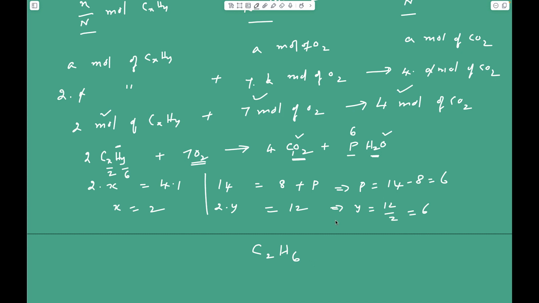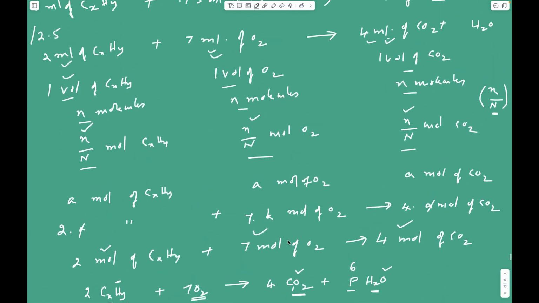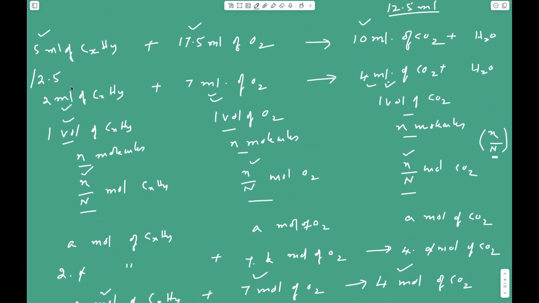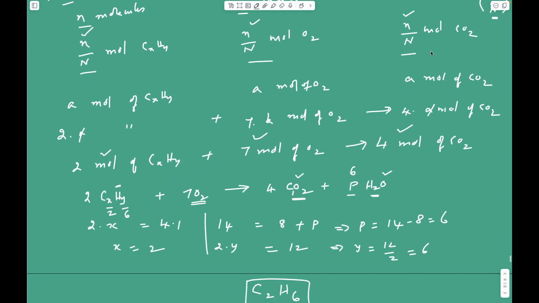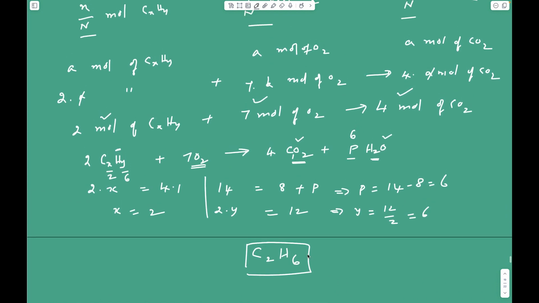See, we are able to figure out the molecular formula of this hydrocarbon just by measuring the volumes of the hydrocarbon, oxygen and carbon dioxide involved in the chemical reaction. We are able to do this because of this powerful law known as Avogadro's law. And this is the molecular formula of the hydrocarbon.